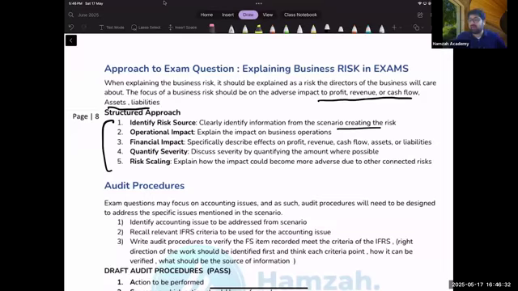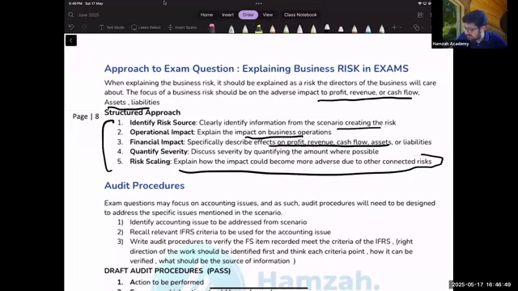Then explain the impact on the operations. Specifically impact. Discuss severity by quantifying the amount where possible. Very important, very important: how the impact could become worse. This is called risk scaling. It has professional marks. How two, three risks collectively join and become an adverse situation.